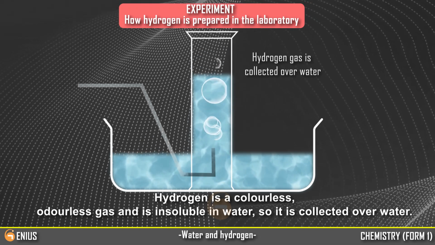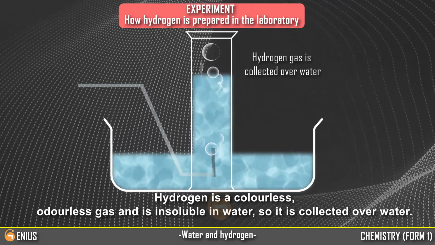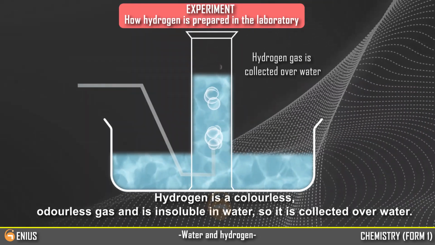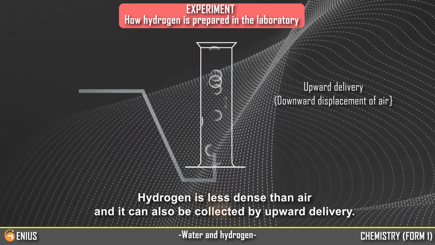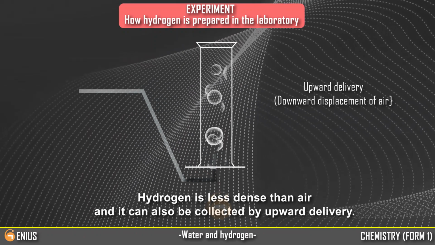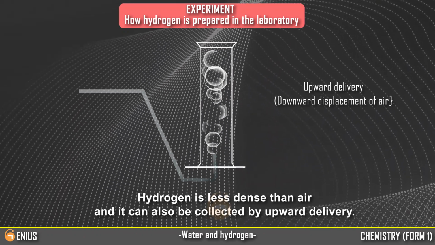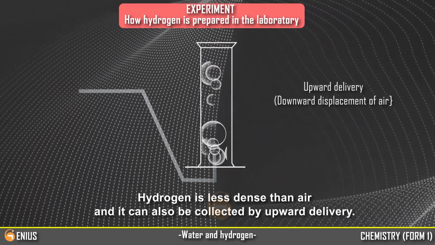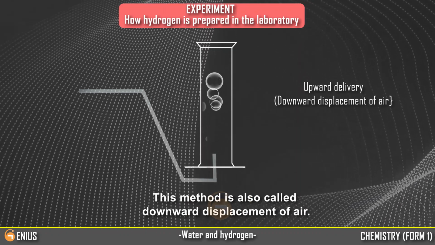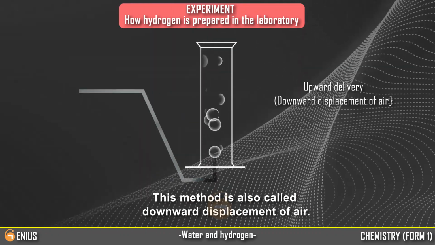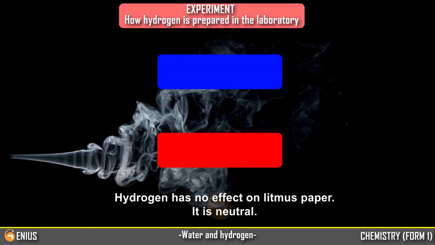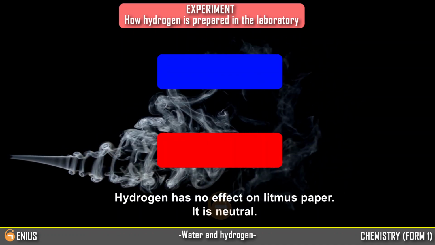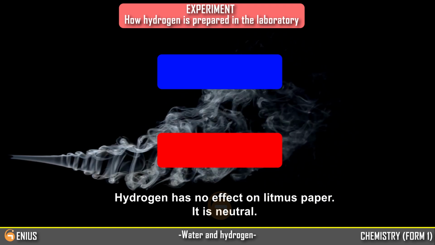Hydrogen is a colorless, odorless gas and is insoluble in water, so it is collected over water. Hydrogen is less dense than air and it can also be collected by upward delivery. This method is also called downward displacement of air. Hydrogen has no effect on litmus paper. It is neutral.